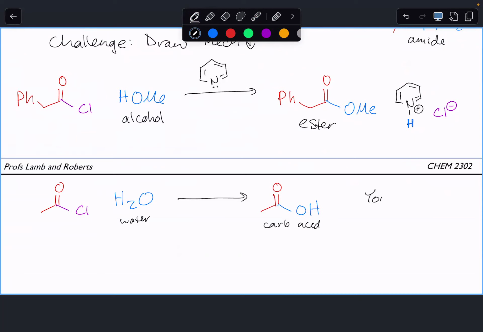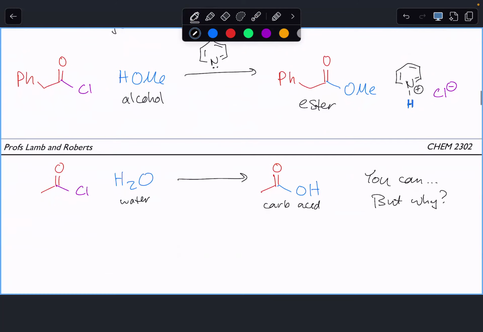We can do this, so you can do this, but why is the question? Because remember, normally we are making our acid chloride from the carboxylic acid. So remember, this is our thionyl chloride. So this is a recall reaction back from 13.7. Okay, so yes, you can do this. You just normally don't because you're normally going in the opposite direction. Okay, but it is possible.